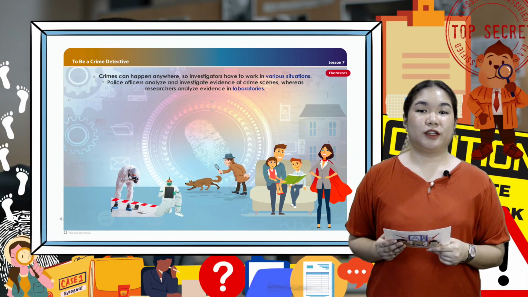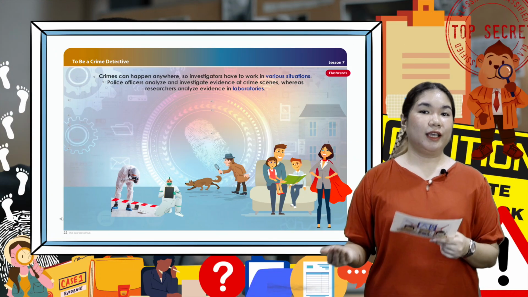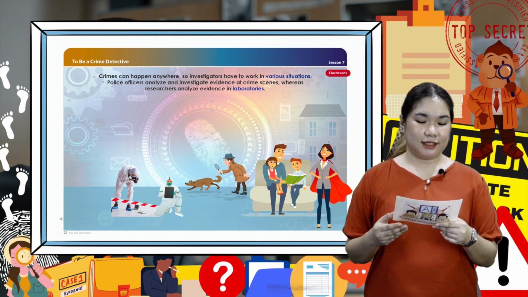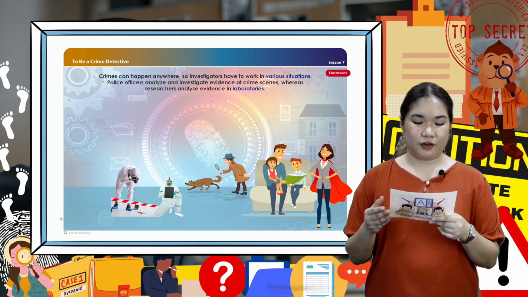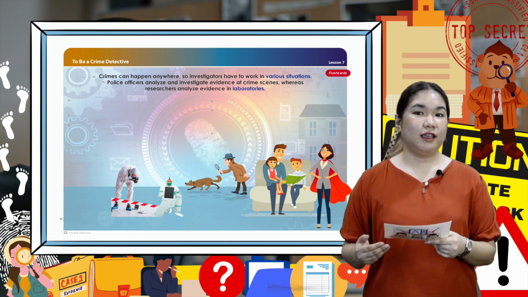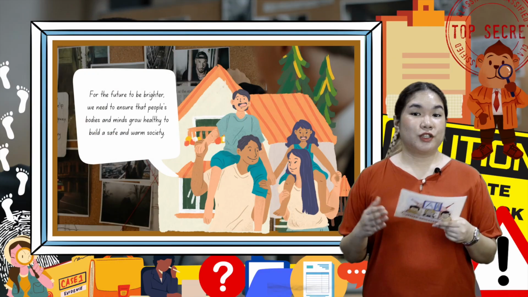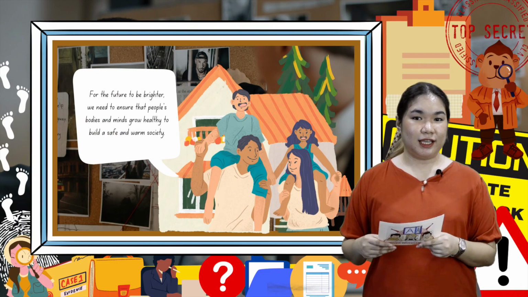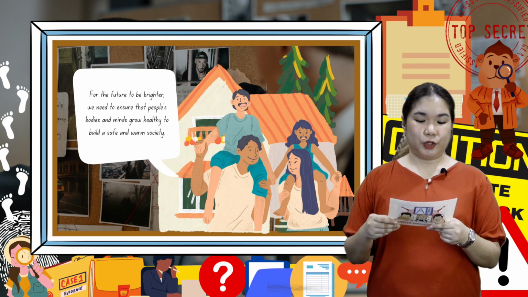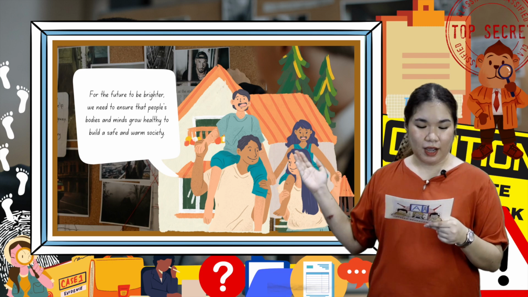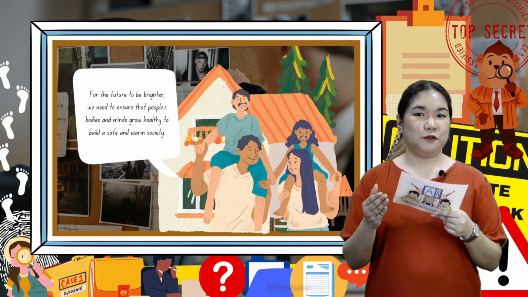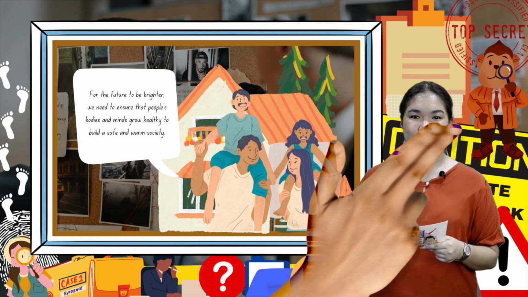We all know that a crime can happen anytime and anywhere in various situations. So police officers analyze and investigate evidence at crime scenes, whereas researchers analyze evidence in laboratories. So kids, the lesson for today is that for the future to be brighter, we need to ensure that people's bodies and minds grow healthy to build a safe and warm kind of society and country.